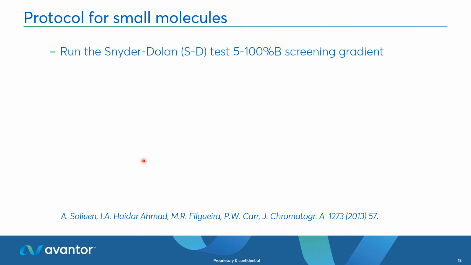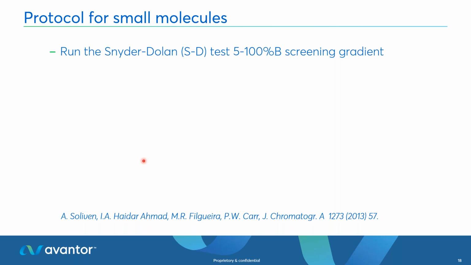So basically, I want to share with you the Snyder-Dolan test. It's a classical test, and basically it's a screening gradient from 5% organic modifier to 100% organic modifier, or in other words, 5 to 100% mobile phase B. So this is a screening gradient. Snyder and Dolan developed this because this test is going to guide us on whether we use gradient or isocratic elution conditions for our separation. This will come in handy.